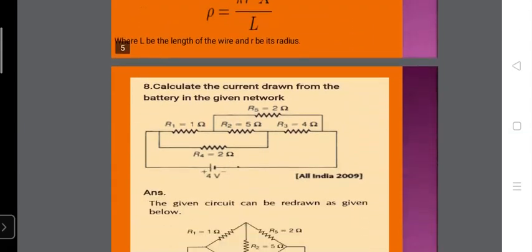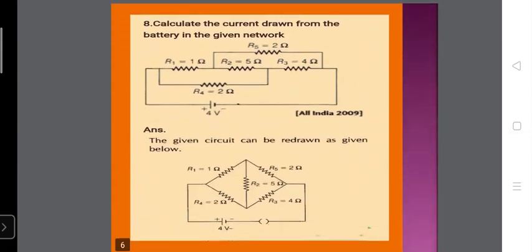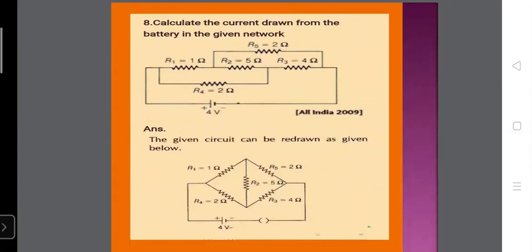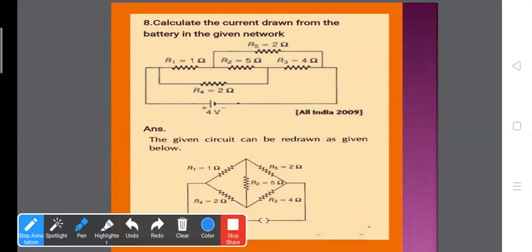So now let's start to solve some problems related to these topics. The first problem is: calculate the current drawn from the battery in the given network. The figure is shown here. This is the figure and you have to find the current from this battery.